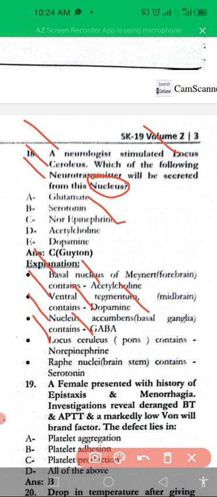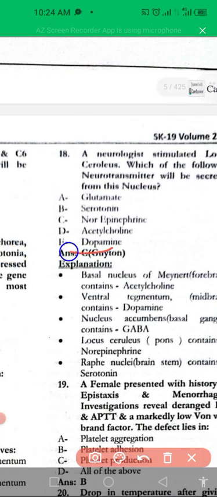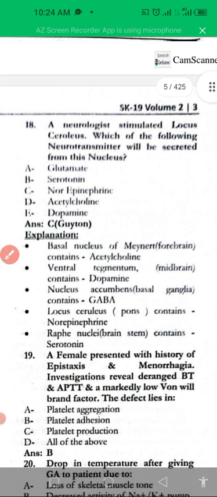Locus coeruleus releases norepinephrine and the raphe nucleus contains serotonin. This is a very important chart to memorize, what kind of brain nucleus releases what kind of neurotransmitters. Any affected part results in a certain disease, like as I already mentioned, dopamine problem leads to Parkinson, GABA problem leads to Alzheimer's disease, gene mutation leads to Huntington disease, and also there are serotonin related disorders as well.